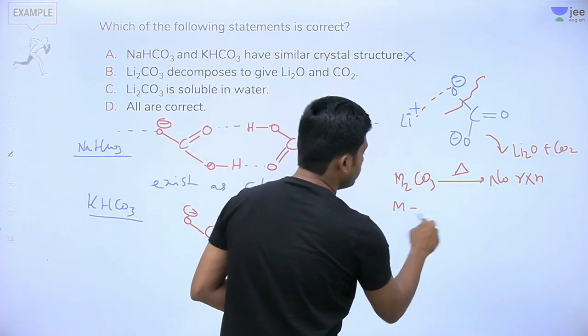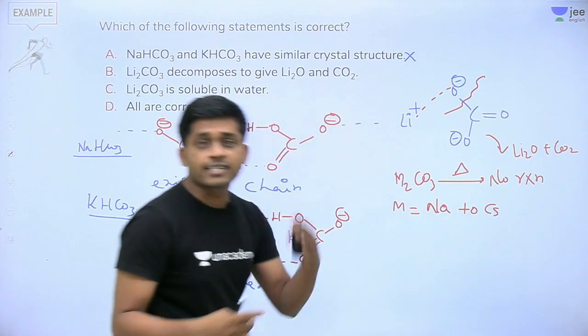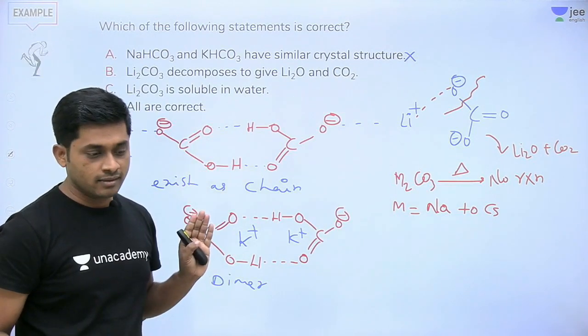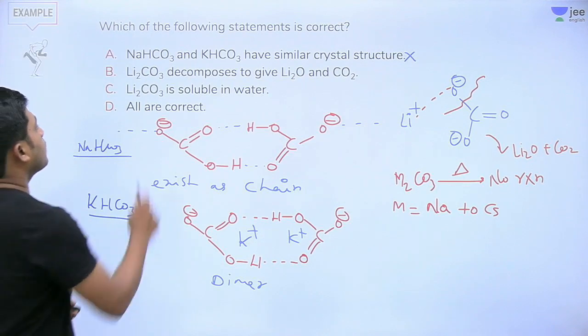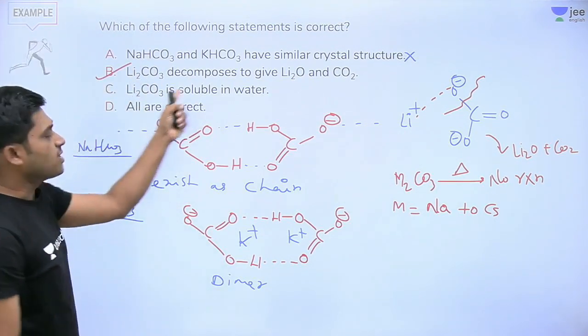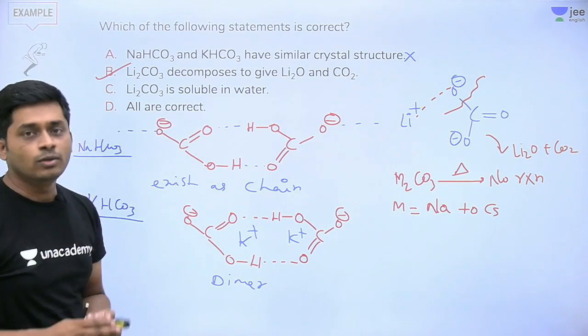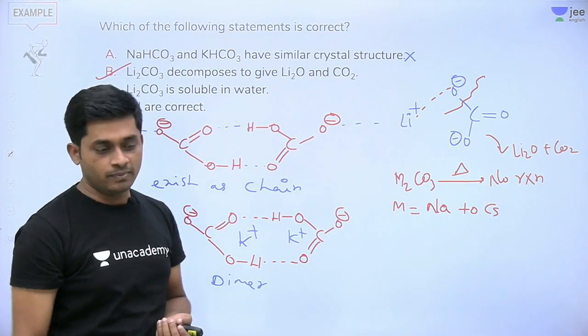Here M equals sodium to cesium. There is no reaction, only lithium decomposes. Getting it right? Yes. So the answer is Li2CO3. Is it soluble in water, is it correct? No. Solubility is less, solubility increases down the group. Got it?